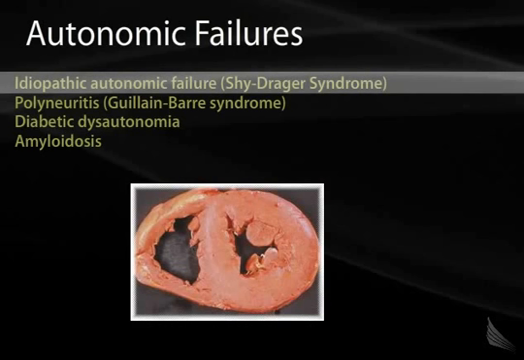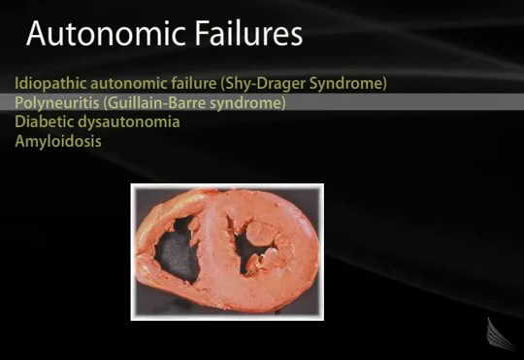Idiopathic autonomic failure, otherwise known as Shy-Drager syndrome, is a neurodegenerative disease specifically affecting neurons in the CNS that mediate the outflow of the autonomic nervous system. Polyneuritis, otherwise known as Guillain-Barré syndrome, is another syndrome that affects autonomic nerves. Recall that Guillain-Barré also affects motor and sensory nerves, but because of the myelination on the preganglionic side of the ANS, it is also affected during Guillain-Barré syndrome.